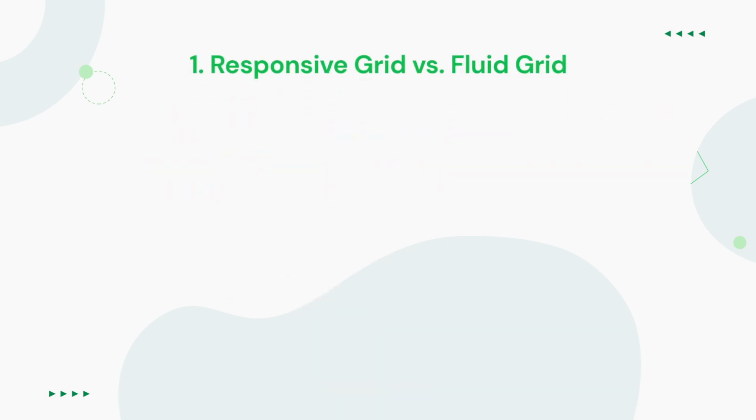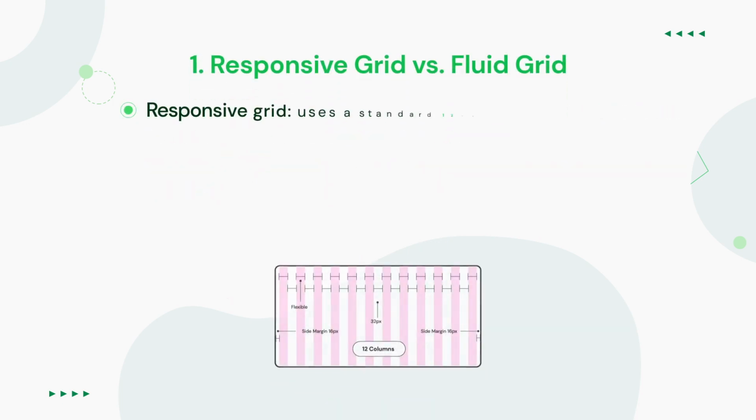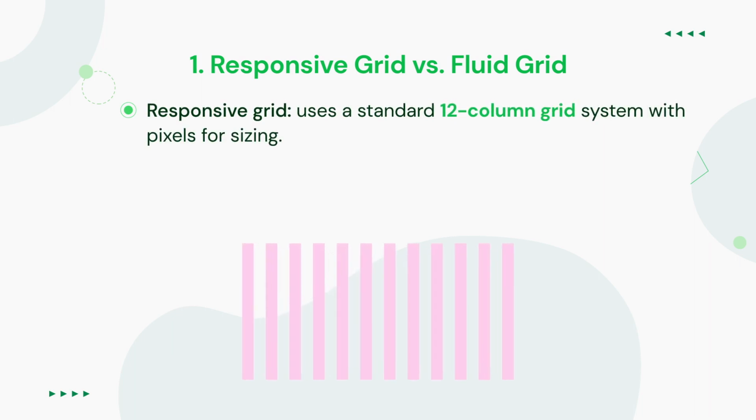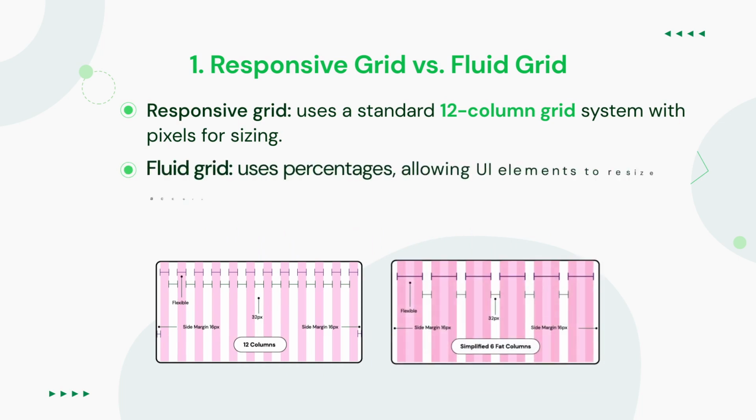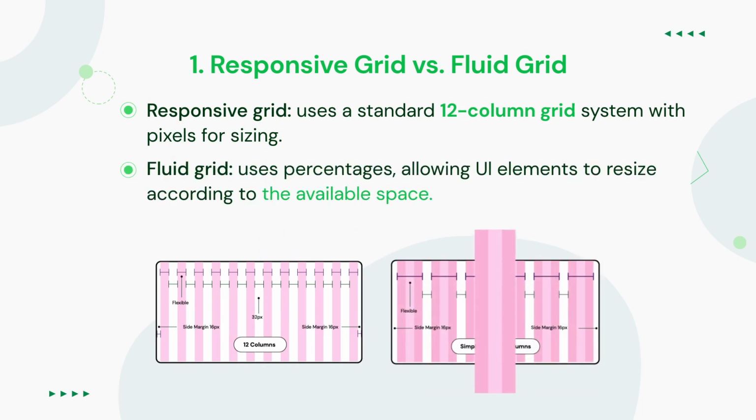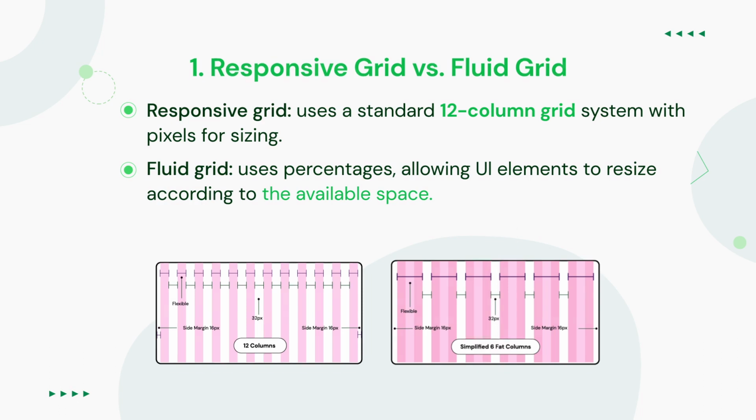Responsive grid versus fluid grid. Responsive grid uses a standard 12-column grid system with pixels for sizing. Fluid grid uses percentages, allowing UI elements to resize according to the available space.